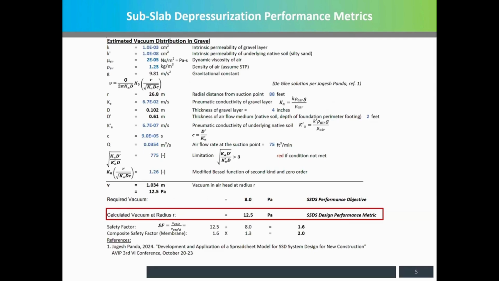Also, at the 2024 AVIP conference, Yogi Panda introduced a great spreadsheet model for predicting subslab vacuums. This is one way to determine if you're likely to achieve your performance metric throughout a new building's subslab airspace. Or you could instead do a pressure field extension test for an existing building. And David Hanley will speak about those today.